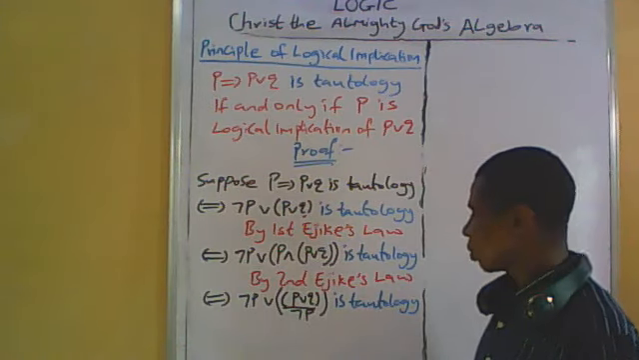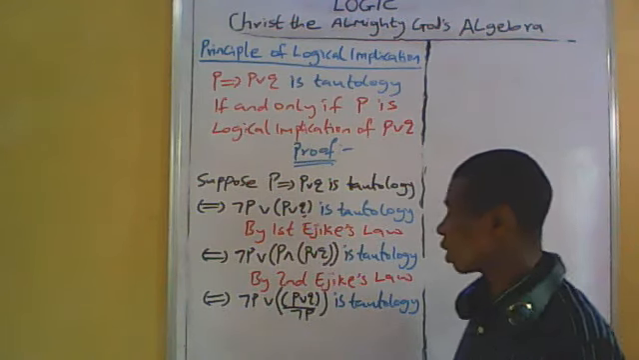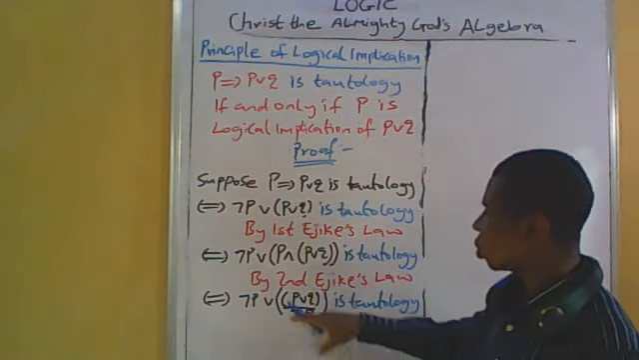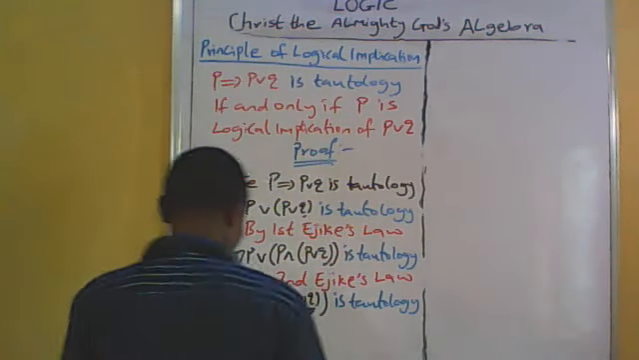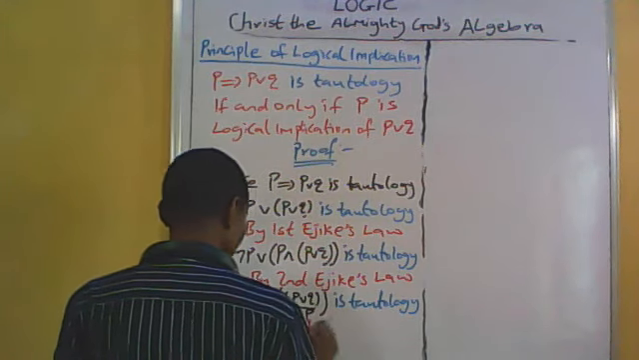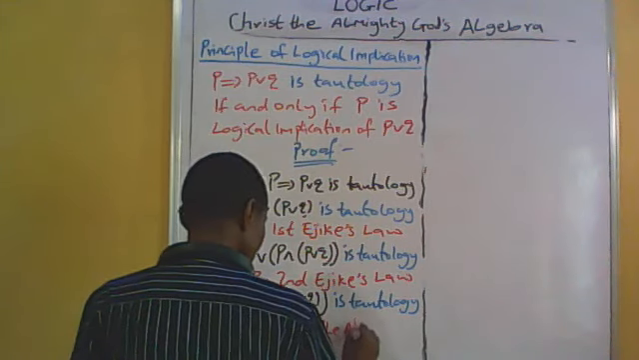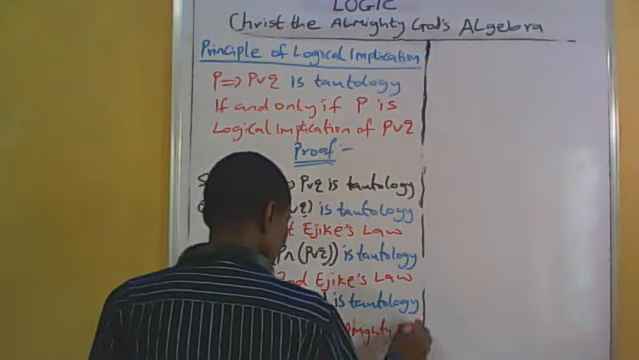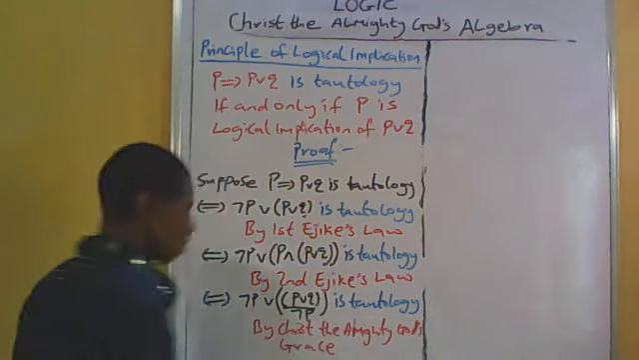So it has been justified by Christ Almighty God's grace. It is through Christ Almighty God's grace that we transform this P and bracket P or Q to this P or Q upon not P. So being justified by Christ Almighty God's grace.